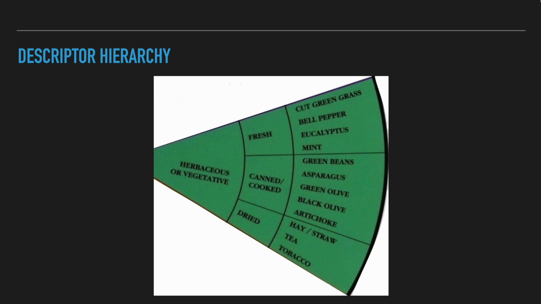Therefore, when evaluating beer, try to use the most specific descriptive words as you can. Don't say citrus aroma. Say orange, lemon, lime, pomelo, and so on. Don't say herbal aroma. Say rosemary, thyme, chives, peppermint, mint, and so on.